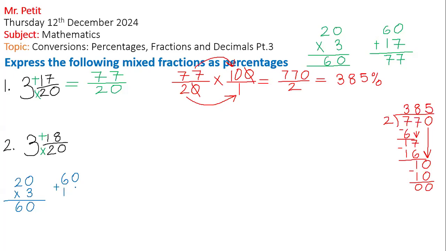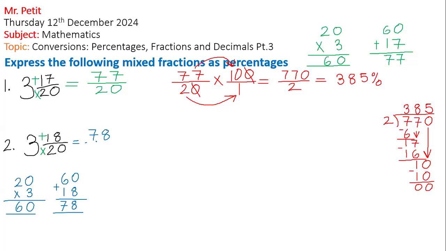18. Okay. 8 plus 0 is what? 8, sorry. And then 6 plus 1 is 7. So that's gonna be what? 78. Good, so we have 78, and so that's gonna be equal to what? 78 over 20, very good.